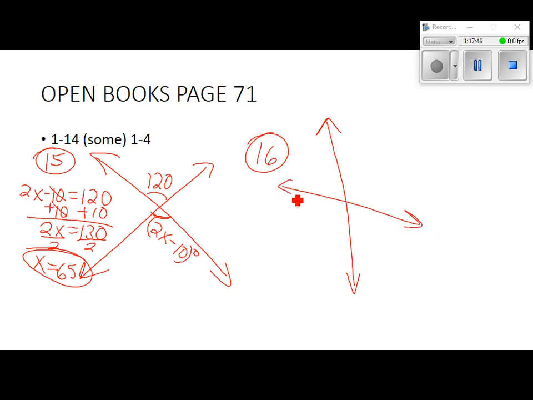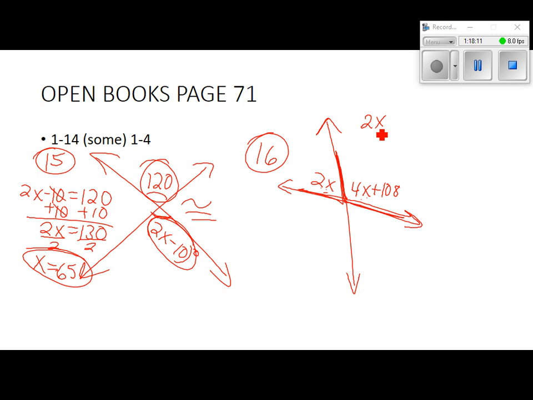This angle is 2x. This angle is 4x plus 108. Unlike this one, these two angles were across from each other, so they're vertical angles, so they were congruent. These two are neighbors, so they have to add up. These two are a linear pair, they have to add up to 180.